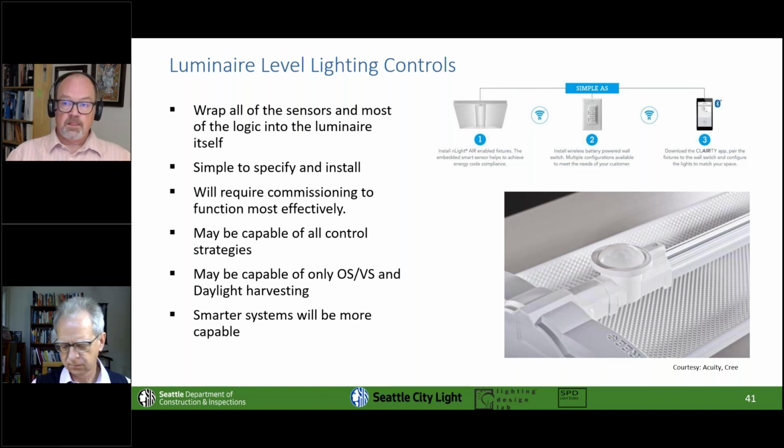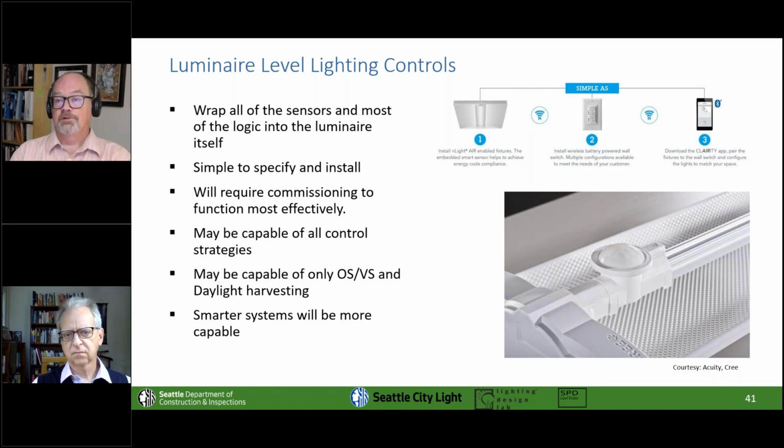Now, I will tell you that that does in fact increase the upfront cost a little bit. Depending on whose numbers we're looking at, and what fixture and system, you're going to typically see somewhere between maybe 25 cents a square foot and $1 a square foot additional cost for luminaire level lighting controls in the upfront sense.